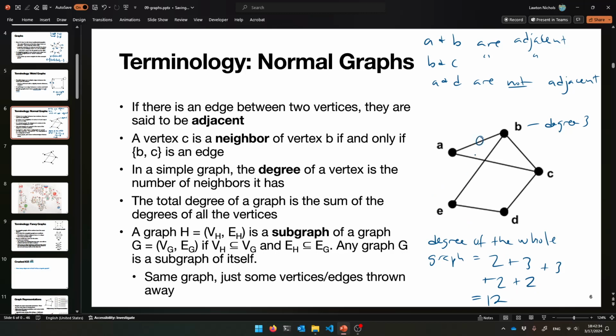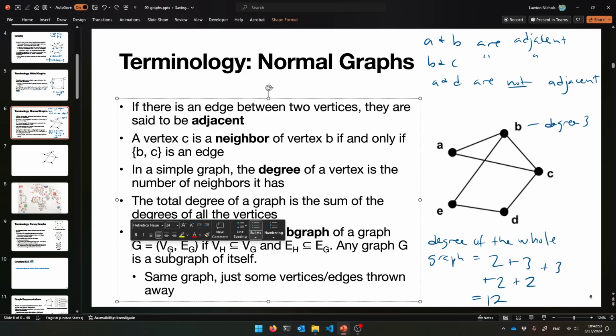And 1, 2, 3, 4, 5, 6, 7. Sorry, I counted it twice. There's 1, 2, 3, 4, 5, 6 edges, so it's kind of like you doubled it because you double counted each one. So that's an interesting fact as well.